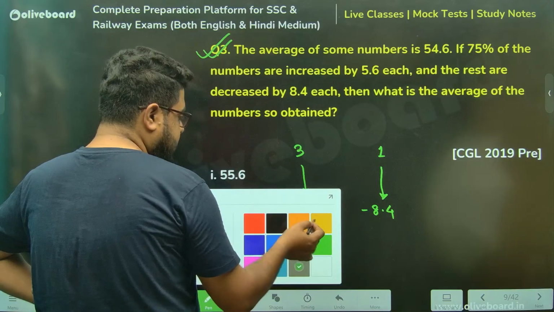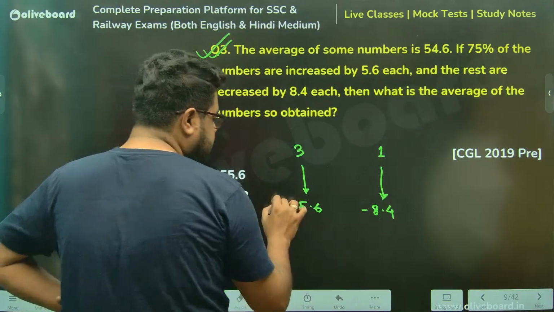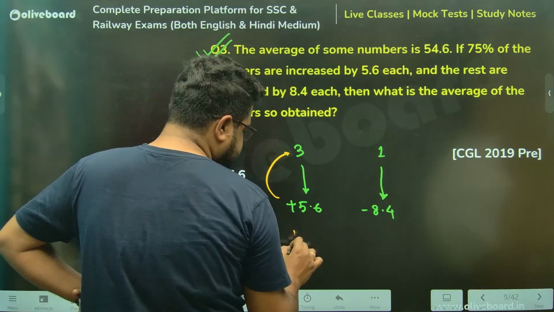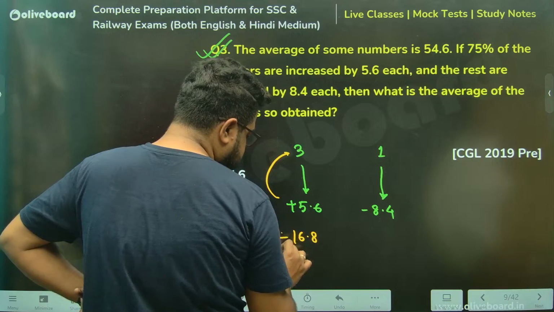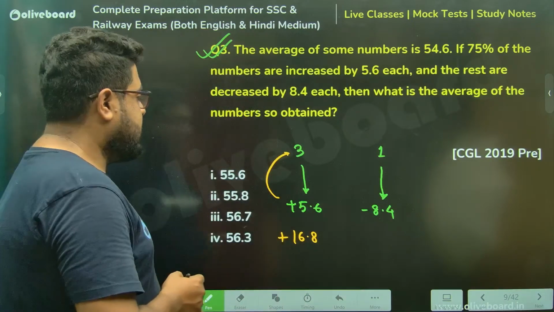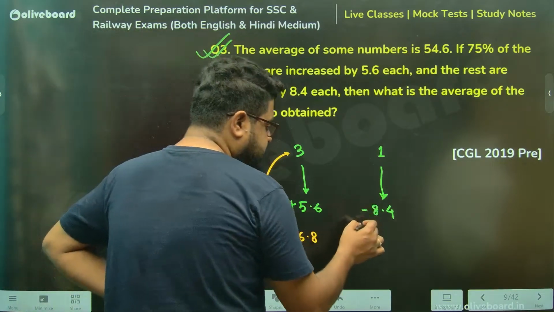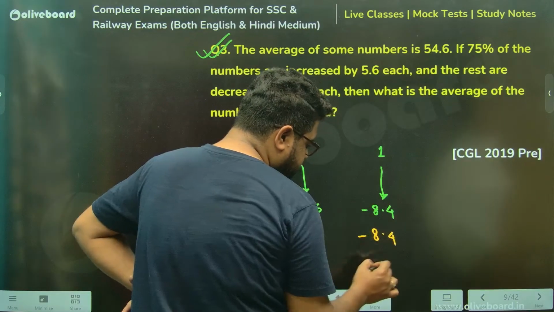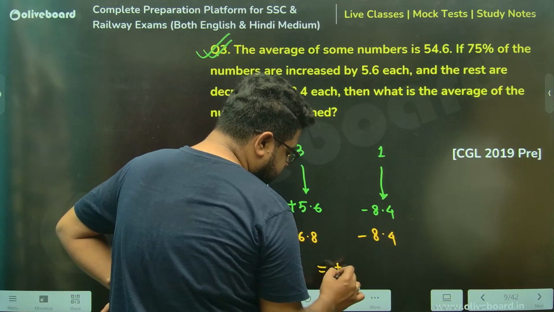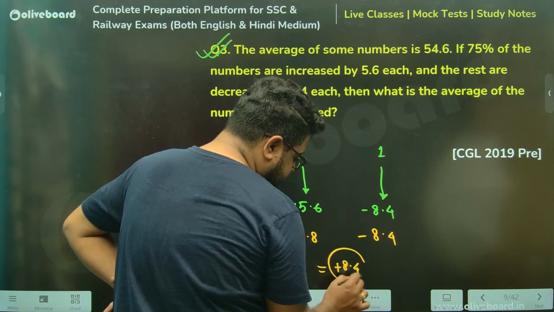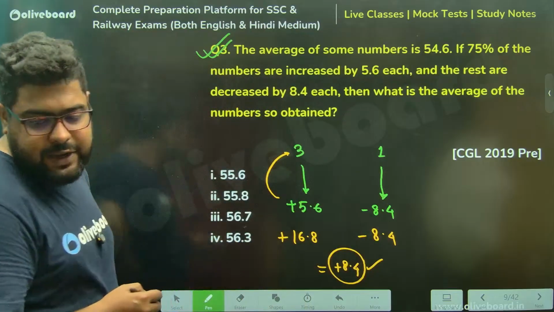So, everyone, what will be the total increment? 3 into this, 15, 16.8, sir. If I'm not wrong. Right, 3, 5, yes. And this will be, sir, minus 8.4. So, if you take the sum, it will be plus 8.4 as the kind of net result, the net deviation.